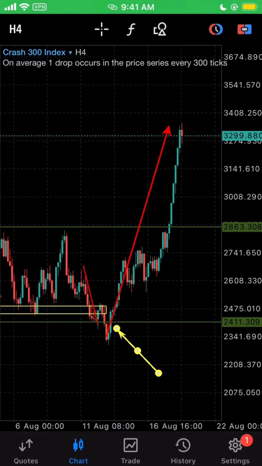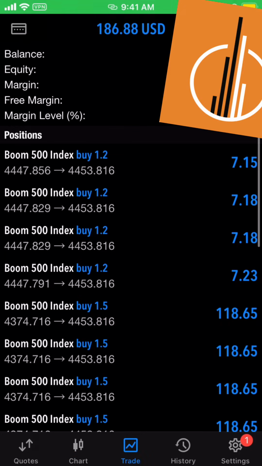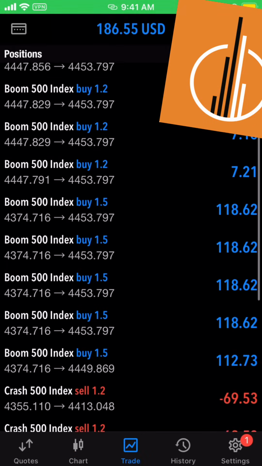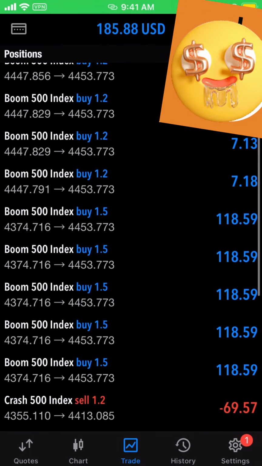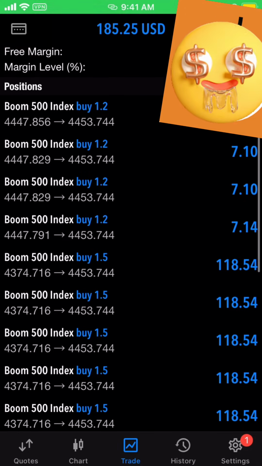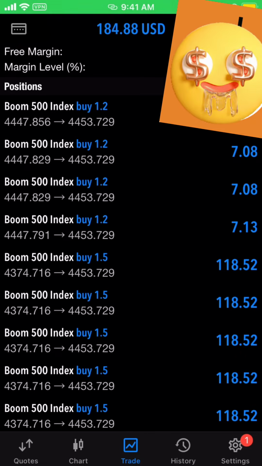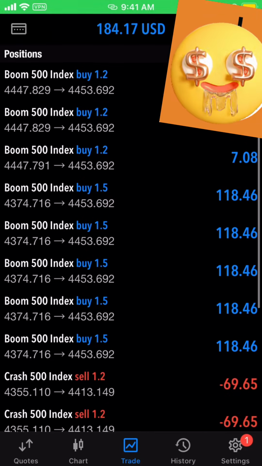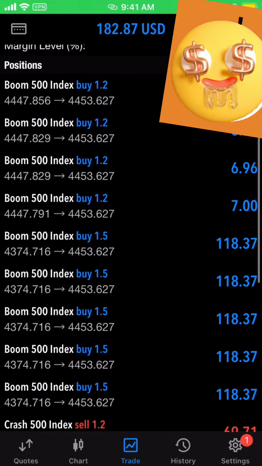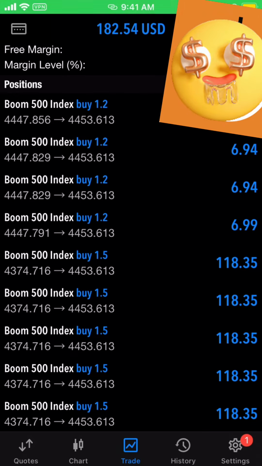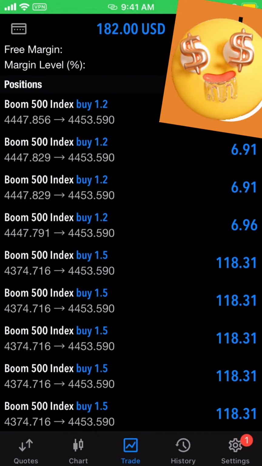Today I want to share 2 trades that I'm currently on. I'm on boom 500 and crash 500. You can see I bought boom 500, a lot of positions. I took the trade twice actually. If you can see here, we have $777 profit and the others are $118. 5 positions, all of them are in profit. You can see I'm on net $182 profit.